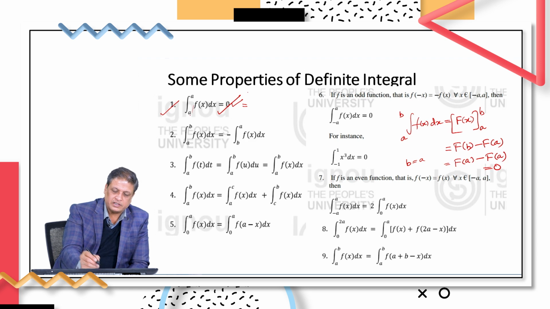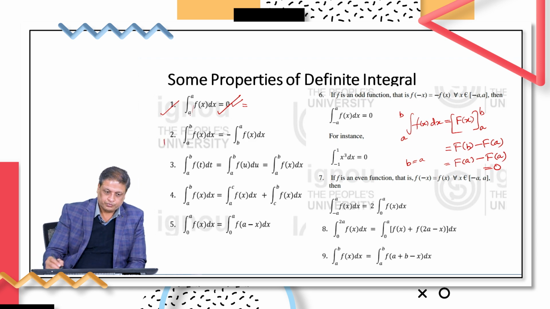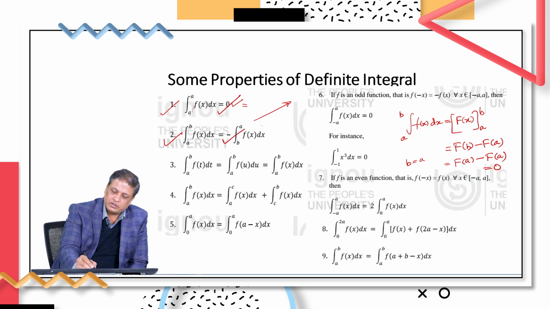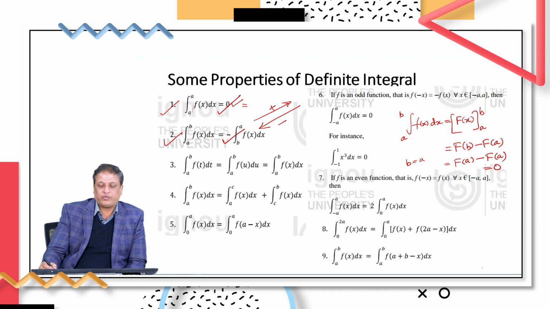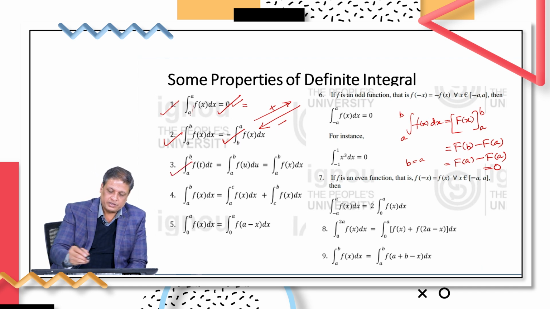So, this right hand side is equal to 0. Similarly, the integral of a to b f(x) is equal to minus the integral of b to a f(x). So, going in this direction and you are reversing the direction, the polarity will change from positive to negative. So, the integral of a to b f(x) dx is equal to minus the integral of b to a f(x) dx.